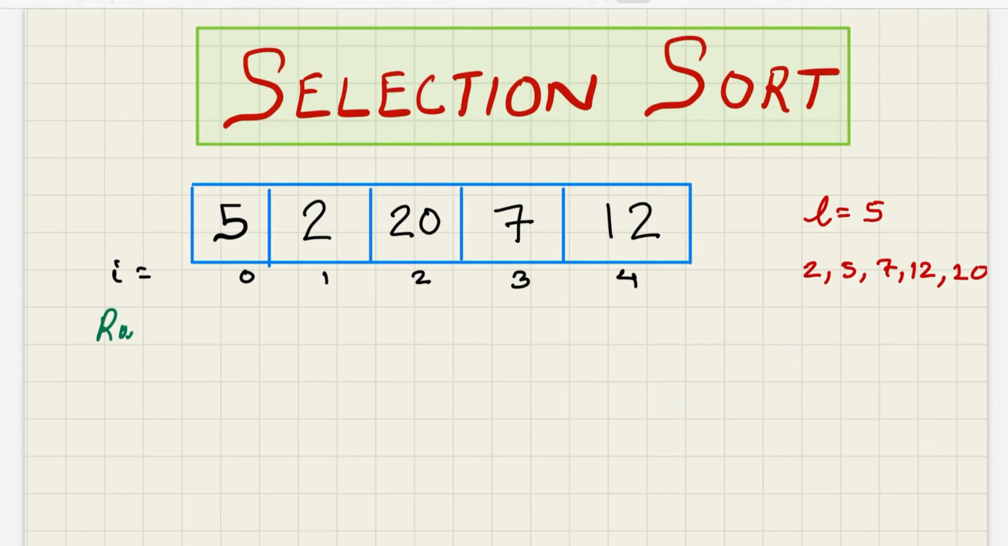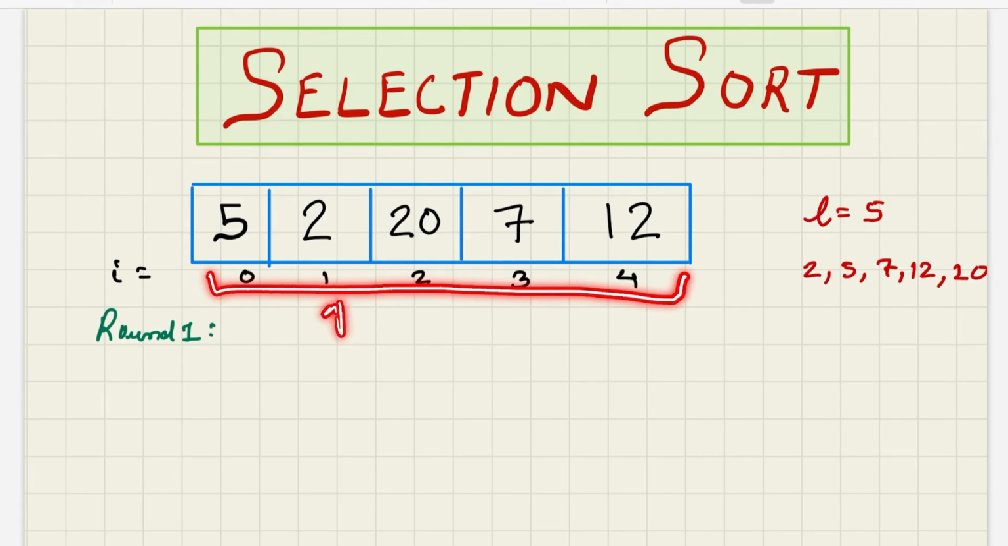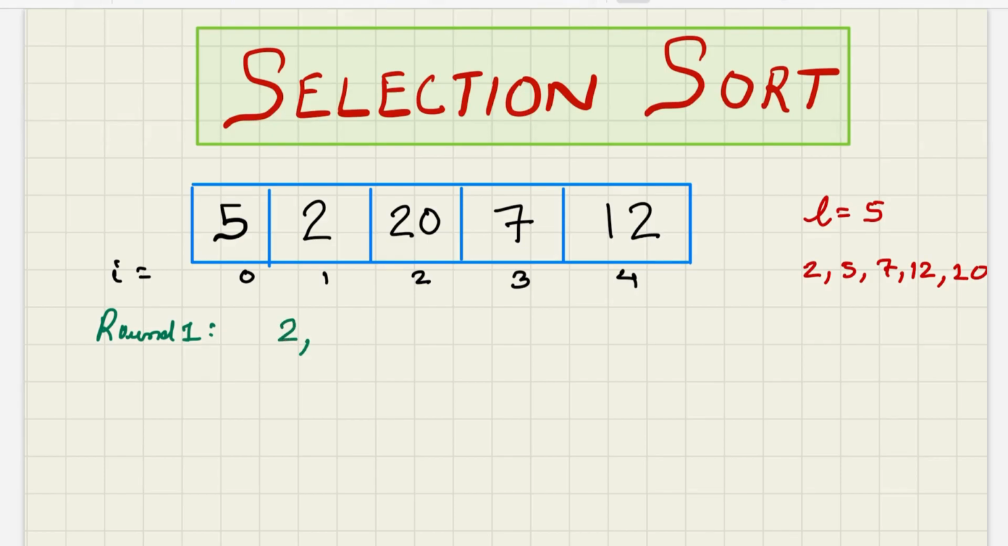In round 1, you need to first get the smallest element out of the complete array. The smallest element here is 2, right? So I will swap this element 2 with my 5 to get my smallest element at index 0. So my smallest element is 2, and I swap it with 5 and get my required arrangement. Now I have to sort the rest of it.